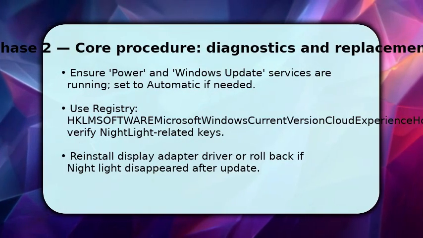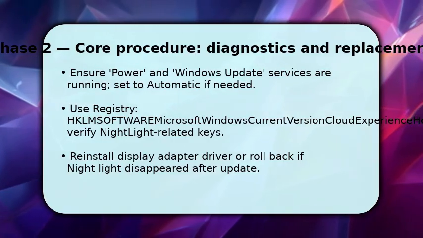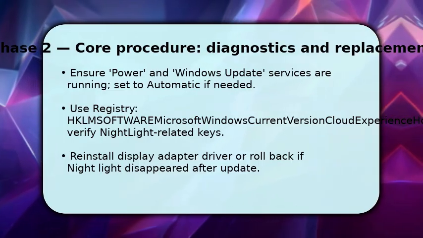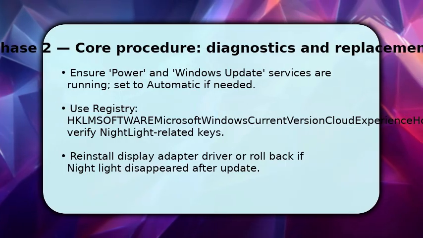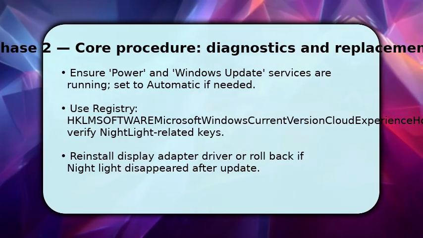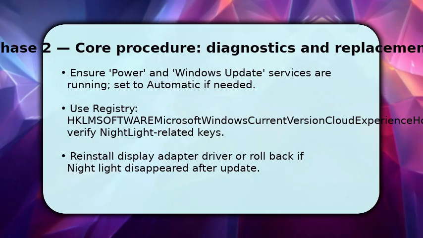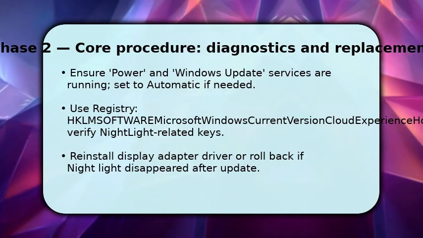Next, you inspect services and system configuration. Open services.msc and confirm Power and Windows Update are running because Night Light hooks into Power and Update frameworks. Set them to automatic and restart them. Then, carefully check key registry entries tied to display and cloud experience host. Incorrect values can disable the feature, so export before editing and only change known entries.